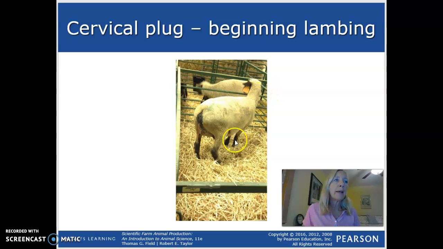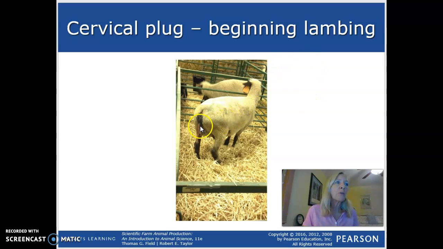So she's bowing to them, she's pawing the ground, and she may lay down and push a little bit, have some contractions. And as she does that, she expels this long strand of mucus right here. And that mucus is called the cervical plug. And once that cervical plug melts, that begins the opening, the dilation of the cervix. So then she can start to push the lamb out.